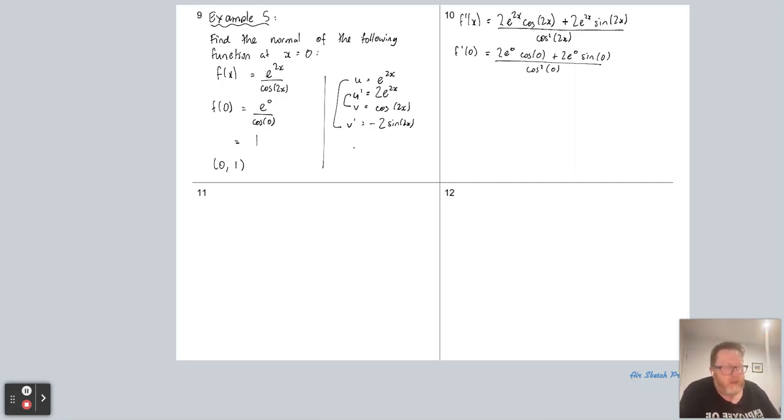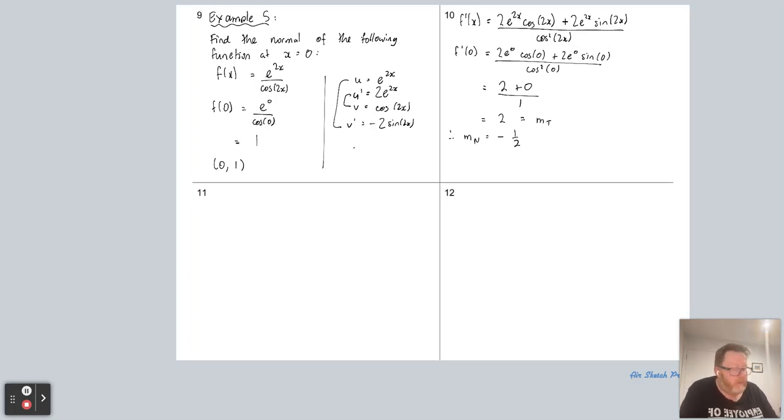And I can see lots of zeros here, which are going to simplify quite handily. So the e to the 0 and cos 0 are all 1, and the sine 0 is going to be 0. So effectively, this term disappears. So I'm going to have 2 from my first term there, plus 0, because sine of 0 is 0, all over cos squared of 0, which is just 1 squared, which is 1. So I'm going to end up with 2, which is going to be my tangent gradient. Okay, well, we were asked to find the normal, so therefore the normal gradient is going to be negative 1/2.